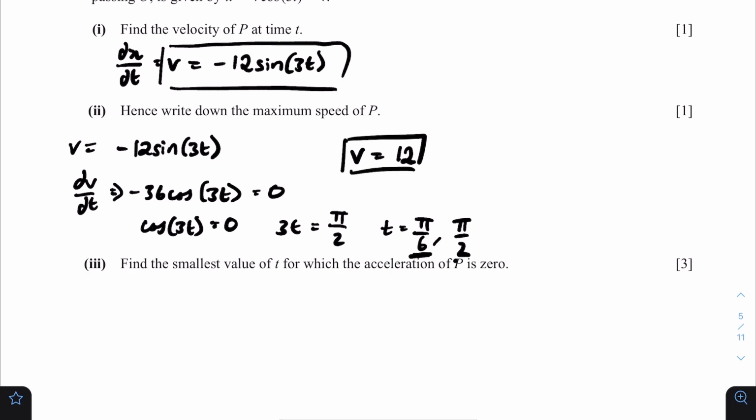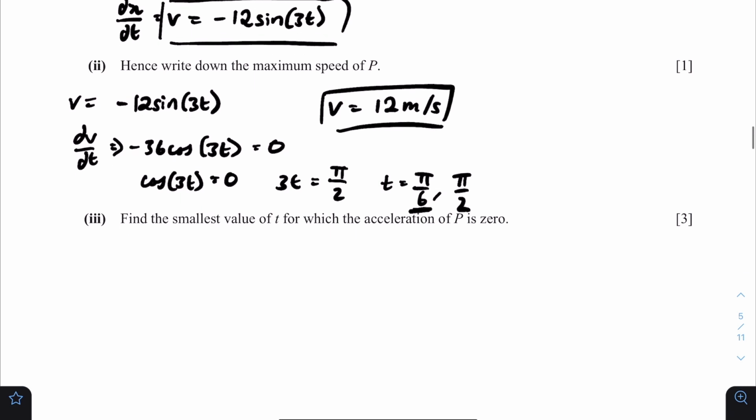This here is a minimum value, this here is a maximum value. Therefore, we can say the velocity v is equal to 12 meters per second. That's the maximum speed.